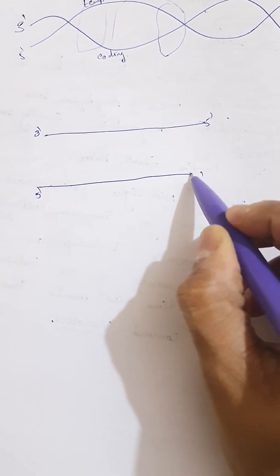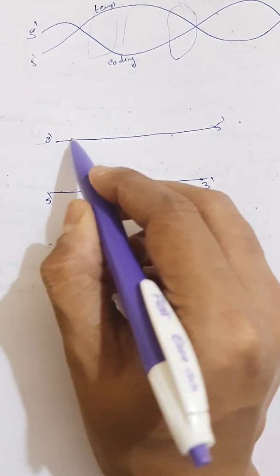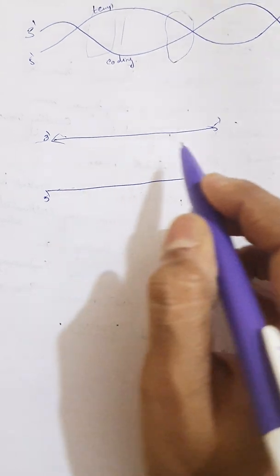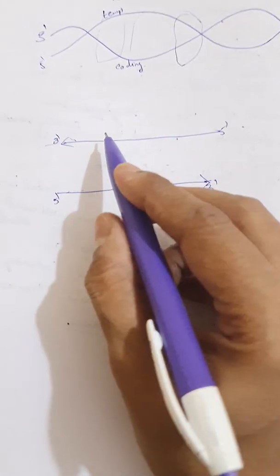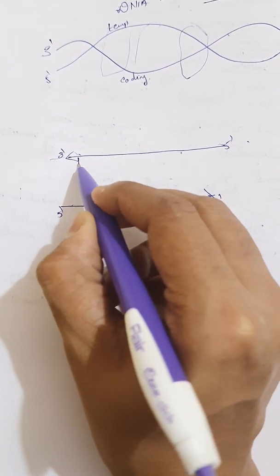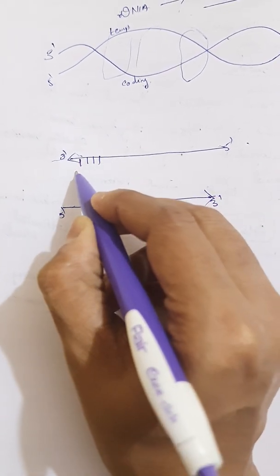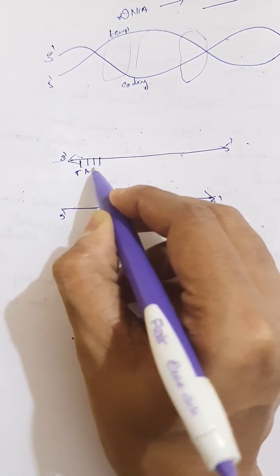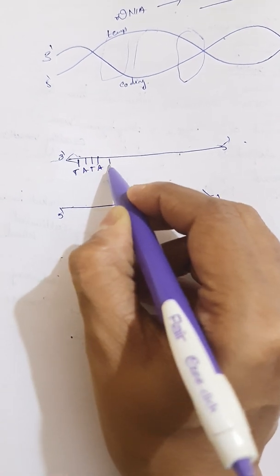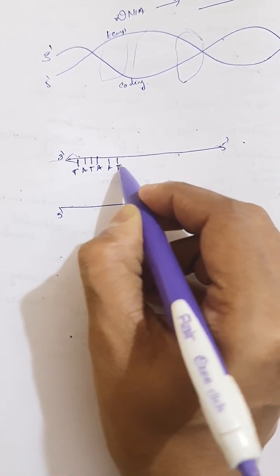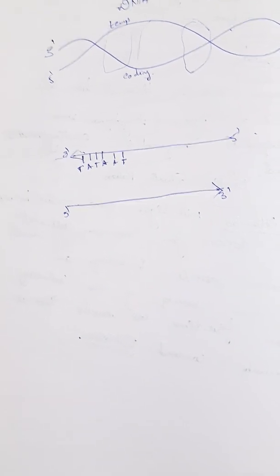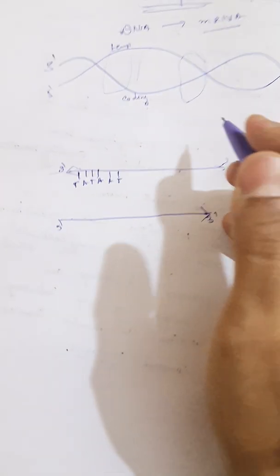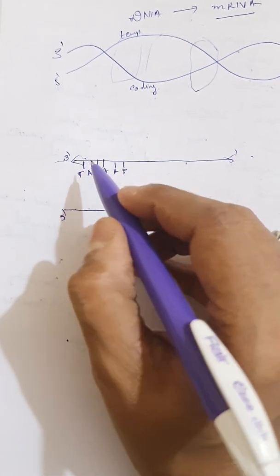Now we know that these are the polarities. Here it has a polarity like this, and here also it has a polarity like this. Now there are signals, like we can call this a TATA box. It is also called the Pribnow box, because it has about 10 base pairs, which is identified by this.